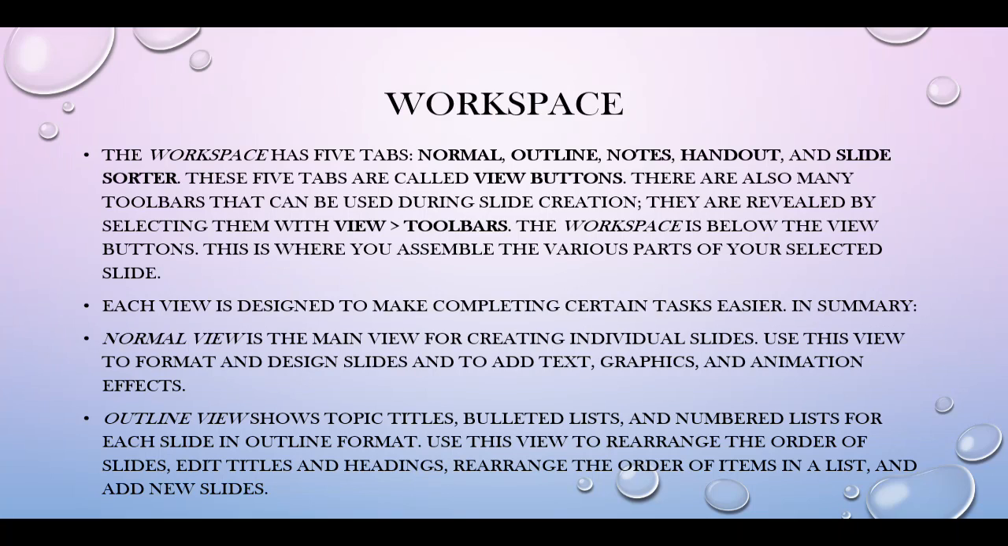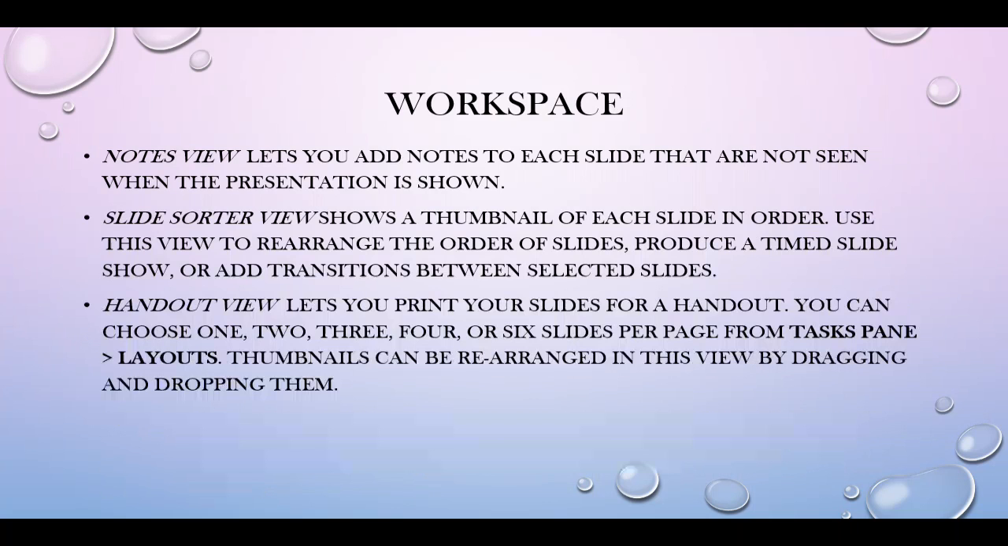Then comes the outline view. Outline view shows topics, titles, bulleted lists, and numbered lists of each slide in outline format. Use this view to rearrange the order of slides, edit titles and headings, rearrange the order of items in a list, and add new slides. Outline simply shows the headings and the numbered list. So you can only see the content of the slide one after the other.